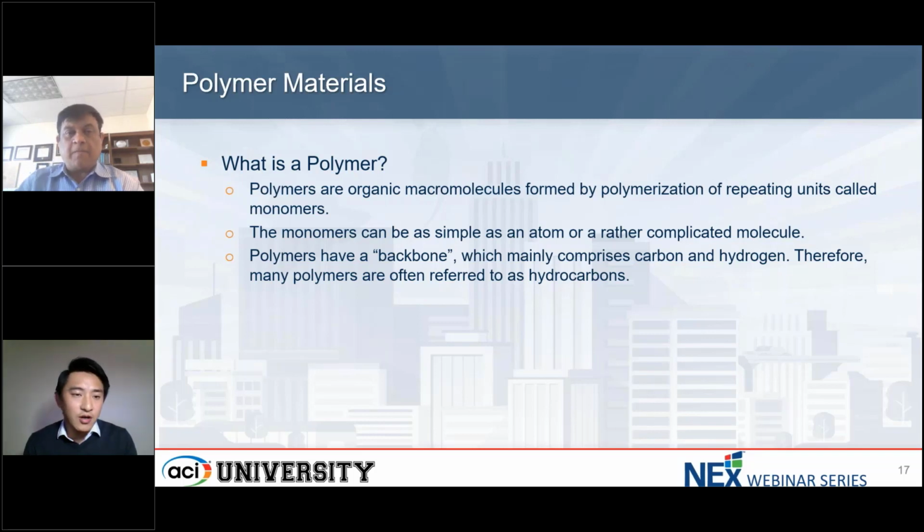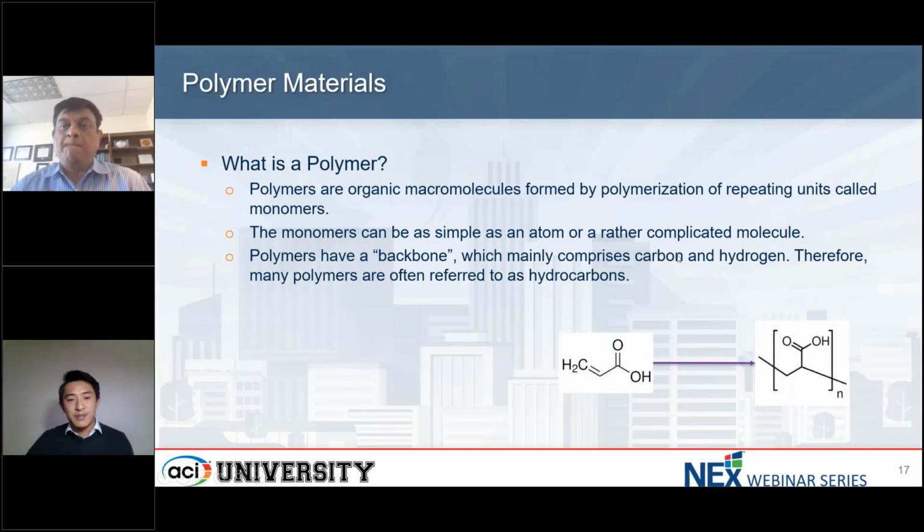As he mentioned earlier, what is a polymer? For civil engineers, it's always a mystery. So I will use simple terms to explain what polymers are and their properties, so we will understand how they perform in the field or in soil stabilization. First, polymers are organic macromolecules formed by polymerization from repeating units. We call those monomers. The monomers can be as simple as an atom or a rather complex molecule.